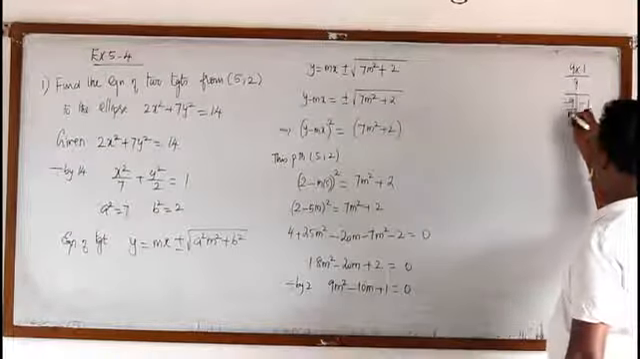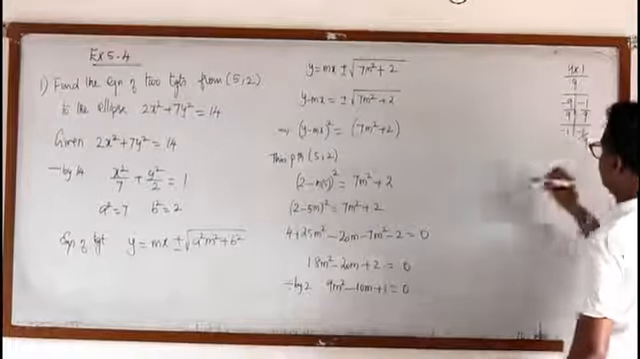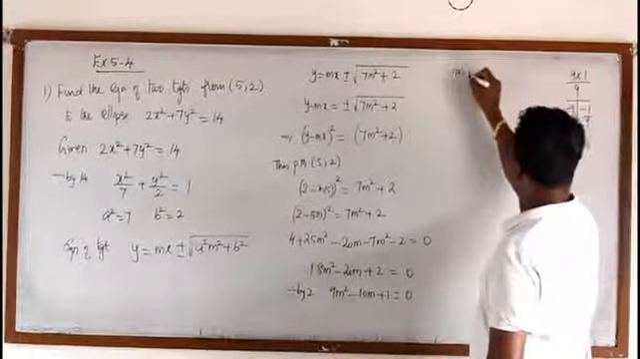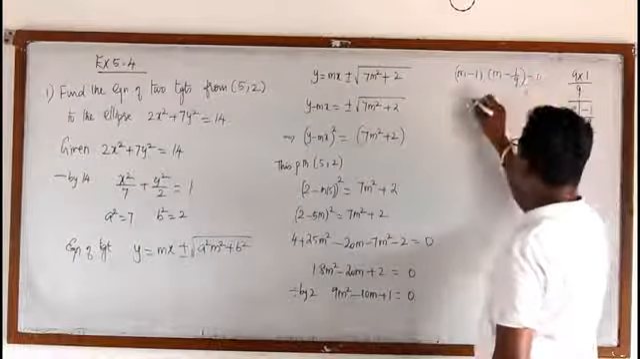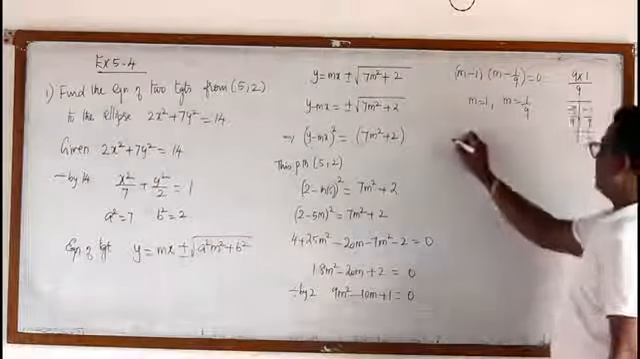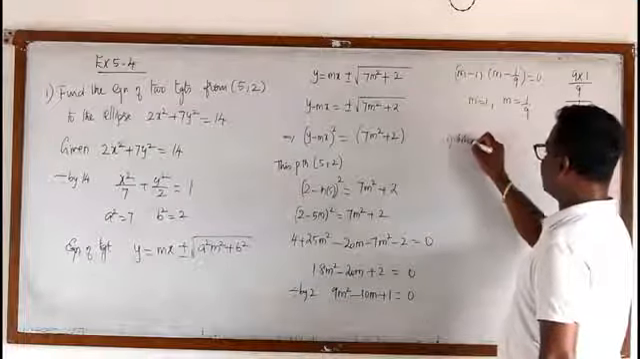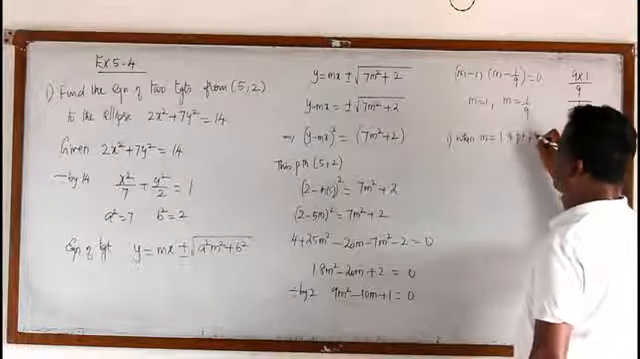But we have 9m², so divide by 9. Is it minus 1, minus 1 by 9? So it is (m - 1)(m - 1/9) = 0, m = 1, m = 1/9. Now let me take first m = 1 and point as (5, 2).